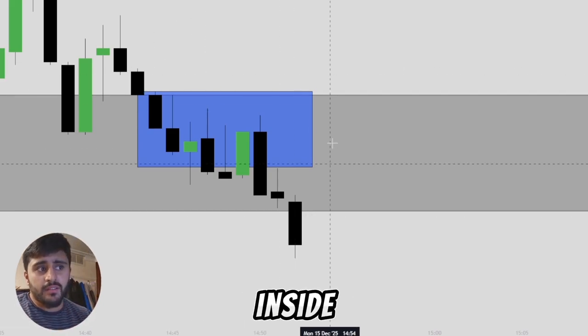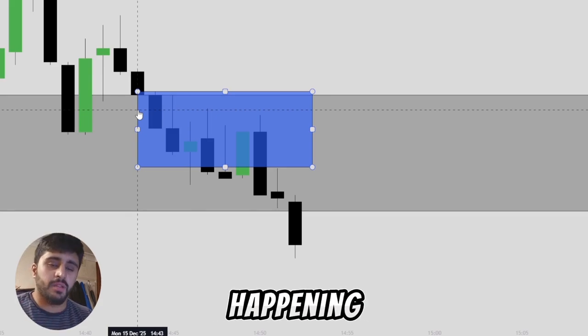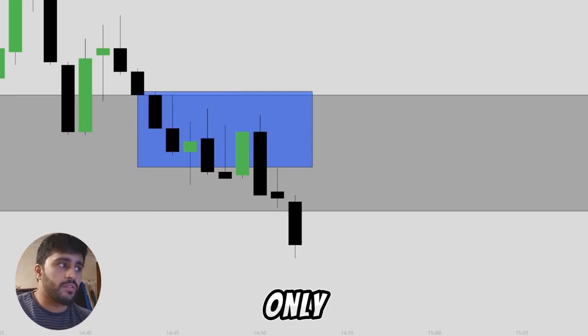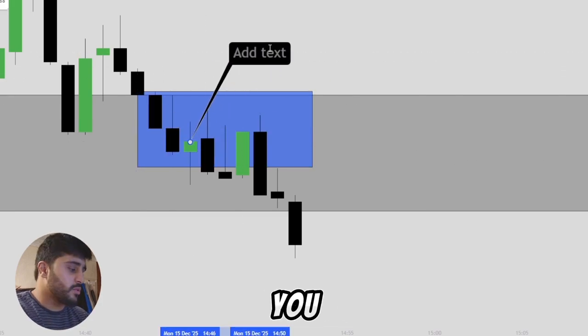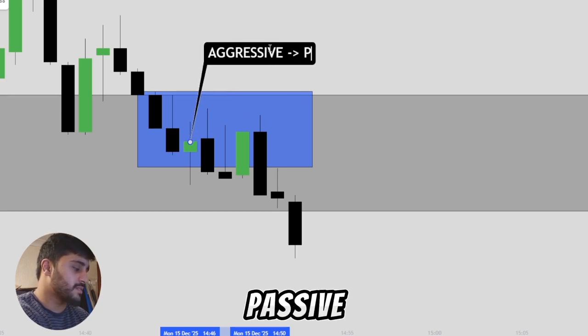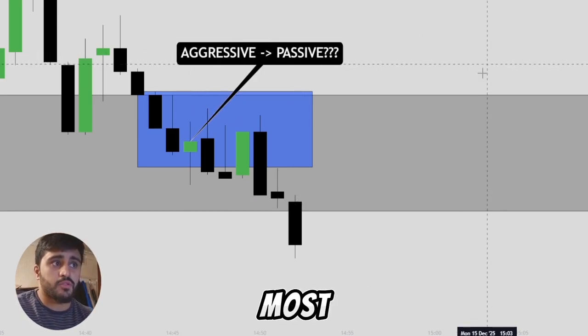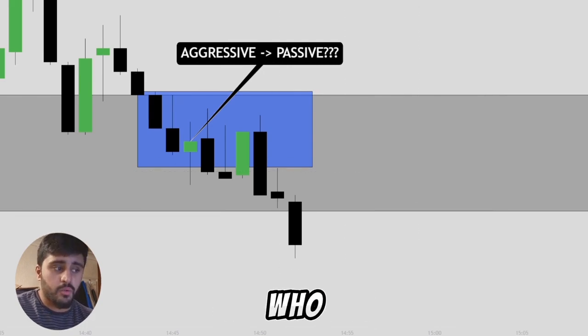Because inside of this key level, there are transactions happening between market orders and limit orders. Your job is to know who is aggressive and who is passive. That's the only thing you need. So inside of a key level, you need to know who is aggressive, and this will tell you who is passive, right? And knowing who is passive is the most important thing. Who is aggressive and who is passive.